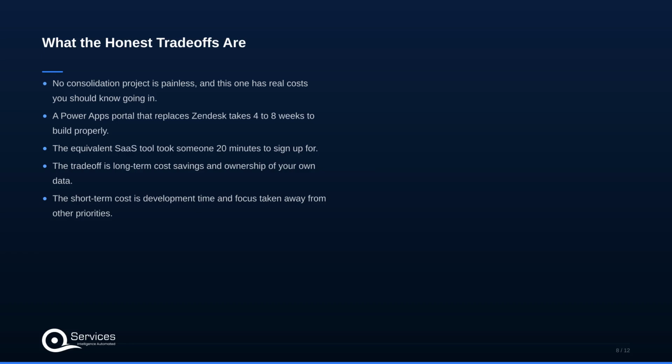Moving on to what the honest trade-offs are. No consolidation project is painless, and this one has real costs you should know going in. Build time is real. A Power Apps portal that replaces Zendesk takes 4 to 8 weeks to build properly. The equivalent SaaS tool took someone 20 minutes to sign up for. The trade-off is long-term cost savings and ownership of your own data. The short-term cost is development time and focus taken away from other priorities.